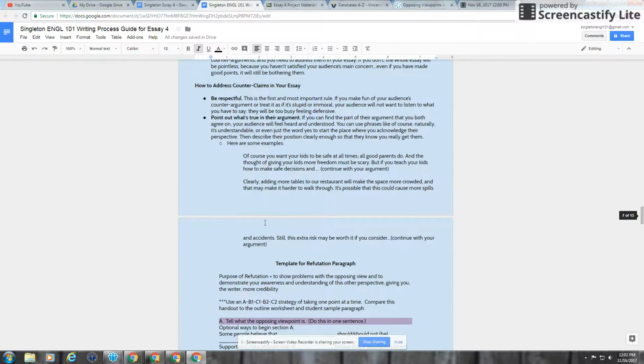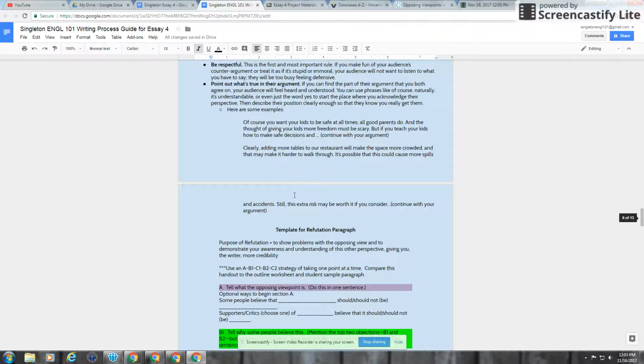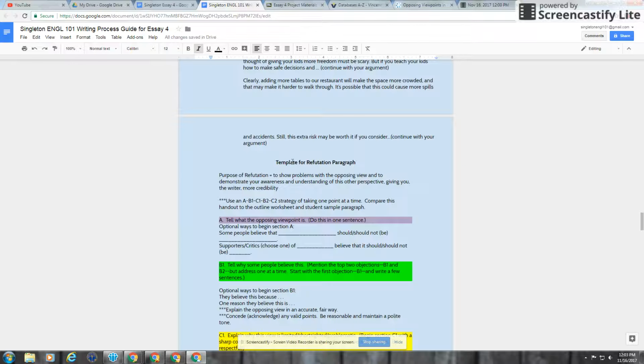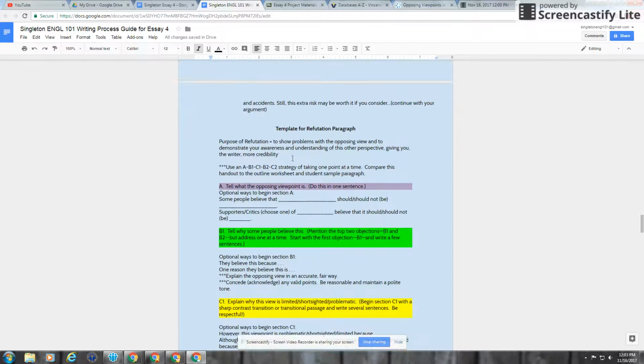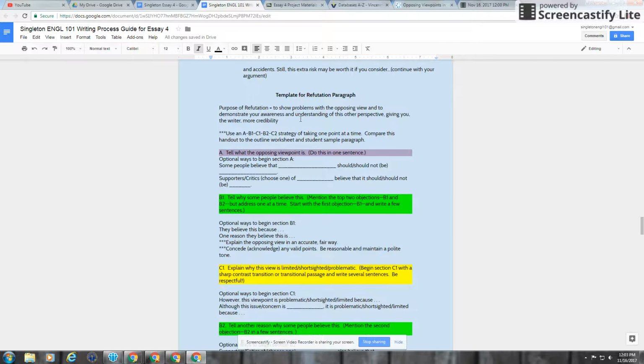It says in this paragraph, it's important that we're respectful, that we point out what's true in our opposition's argument, even if we don't necessarily agree with them. We don't want to be rude or use hateful language in there. We want to address those objections, though. And I've given you down here a template for a refutation paragraph.